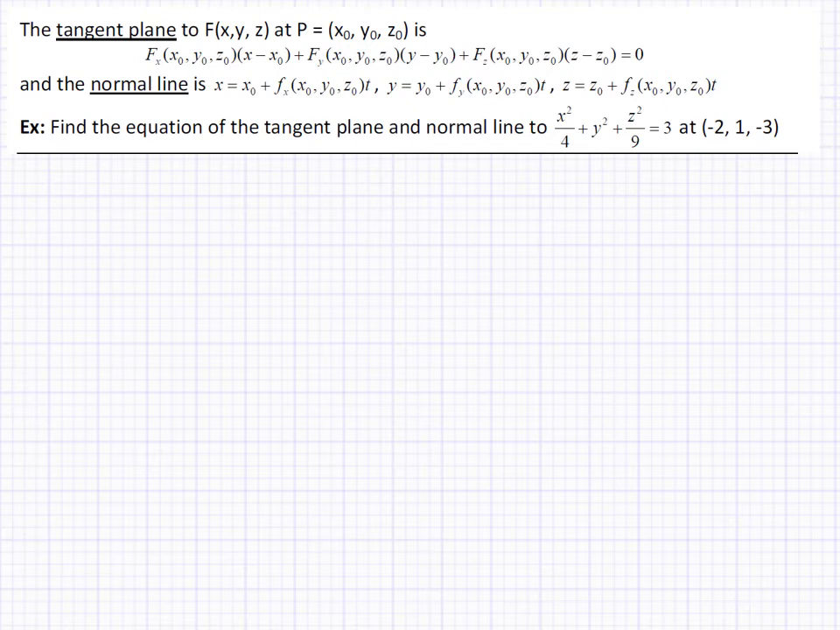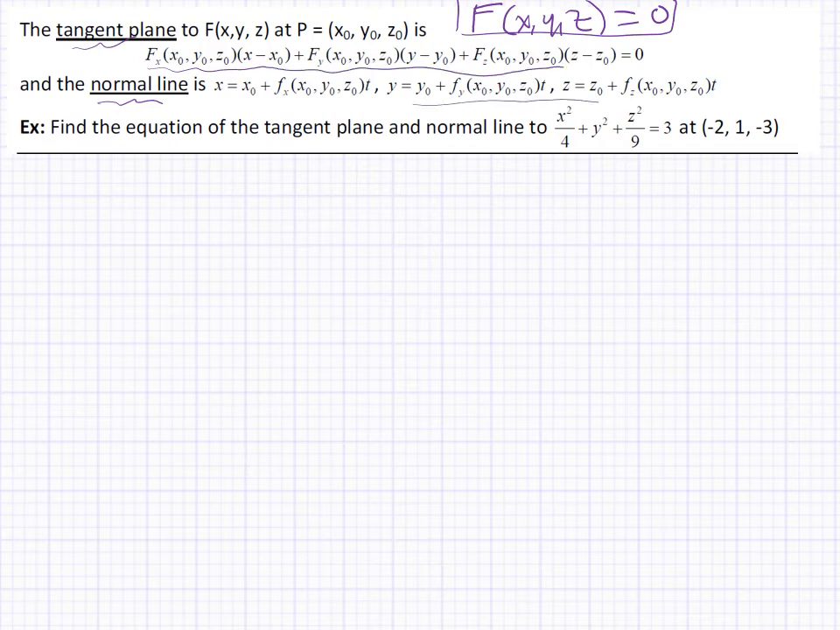So let's say we have this implicit function, F of x, y, z equals 0. So we have an implicit equation, not an explicit one, and we want to find the equation of the tangent plane or even the normal line. Well, we can do that. We could even use this implicit form for a tangent plane and a normal line if we were using an explicit function, because we could just set it equal to 0 and do the same thing again.